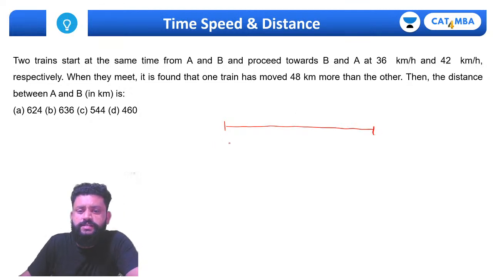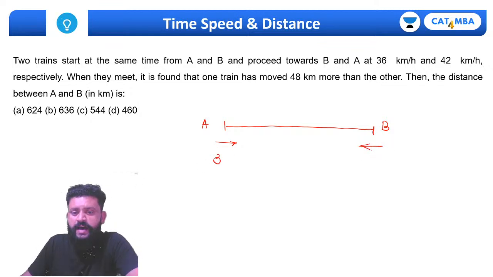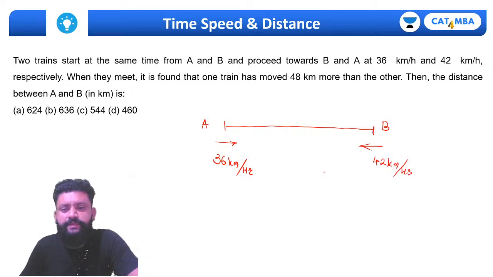So we don't know this distance, but we know two trains start at the same time from A and B and proceed towards B and A respectively. So the train that started from A is moving towards B and the other train is moving towards A, and their speeds are 36 km per hour and 42 km per hour. They started at the same time.